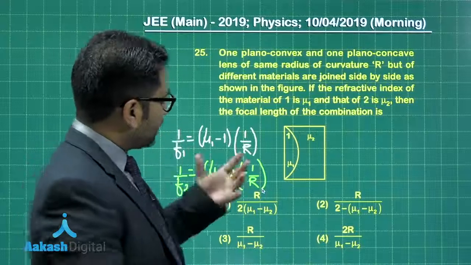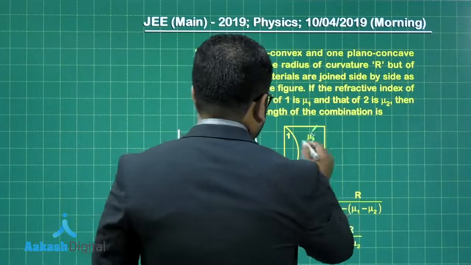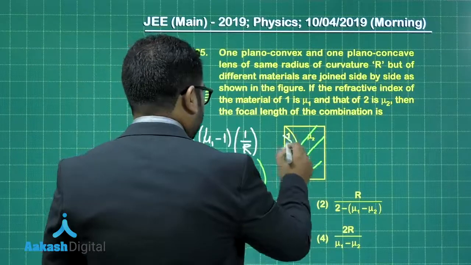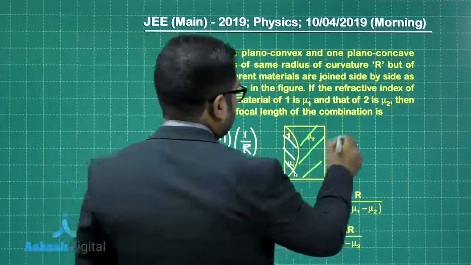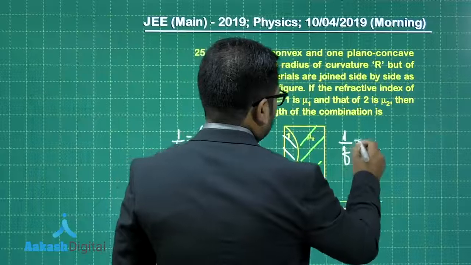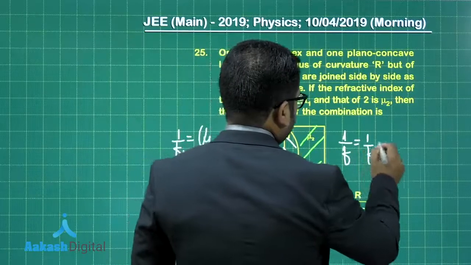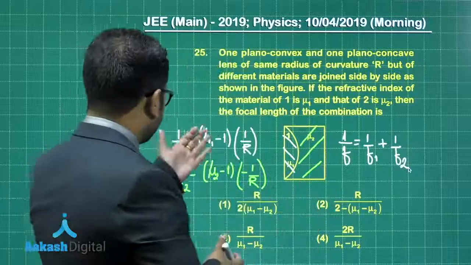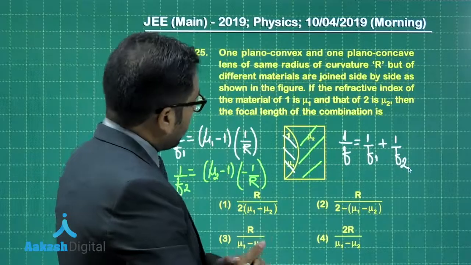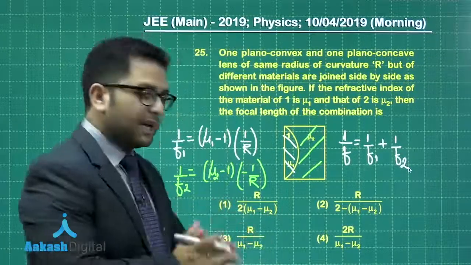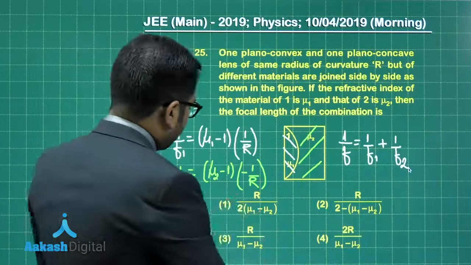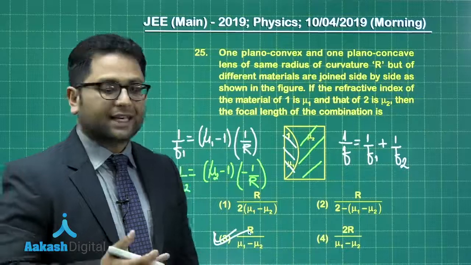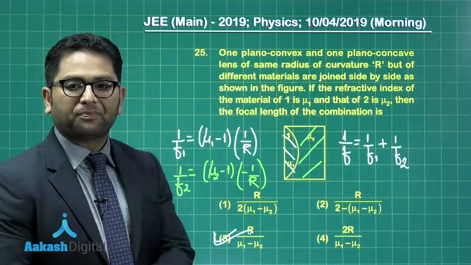Now, you can also visualize this as two lenses in a series combination, a back-to-back combination, and we know the net focal length would be 1 by f is 1 by f1 plus 1 by f2. Now you have the values here, you plug them in and calculate the value of f. So very straightforward, you would get option number 3 as the correct option for this question.